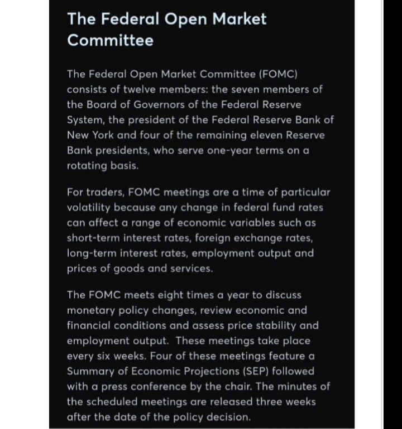For traders, FOMC meetings are a time of particular volatility because any change in federal fund rates can affect a range of economic variables such as short-term interest rates, foreign exchange rates, long-term interest rates, employment output, and price of goods and services. The FOMC meets 8 times a year to discuss monetary policy changes, review economic and financial conditions, and assess price stability and employment output.